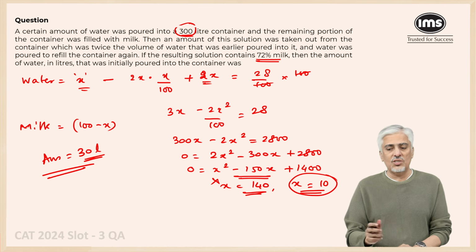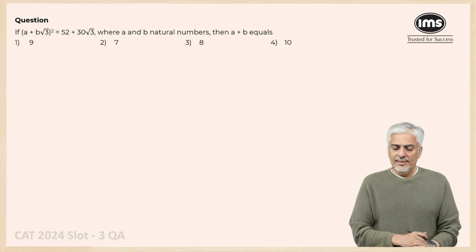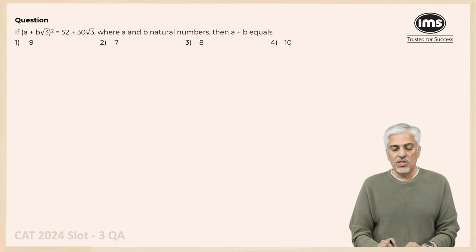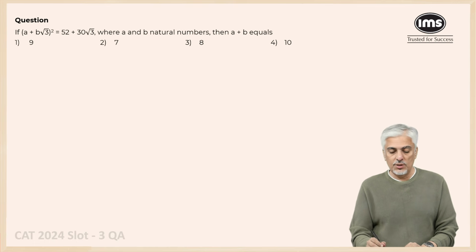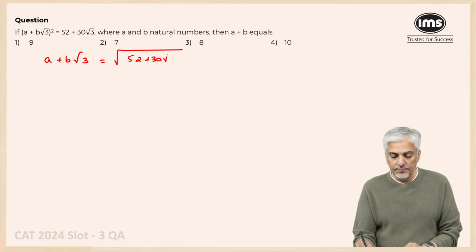Difficult question from mixtures. I would put it now as level C. Let's have a look at the next question. Again, this is a very similar question to something which was there in slot 1. A plus b root 3 the whole square is 52 plus 30 root 3. So we need the value of a plus b. So I can write a plus b root 3 is square root of 52 plus 30 root 3.